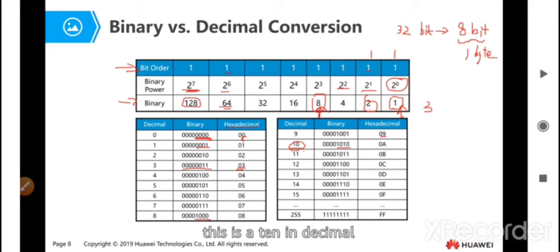Then this is 10 in decimal, but in hexadecimal it's A. And 11 means B, and so on. This is the conversion between decimal, binary, and hexadecimal. The values in one row are equal, but in different expressions.